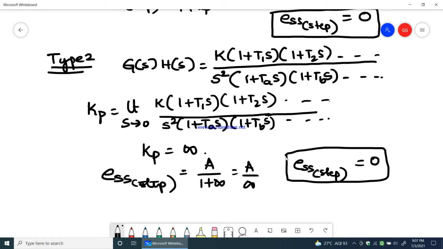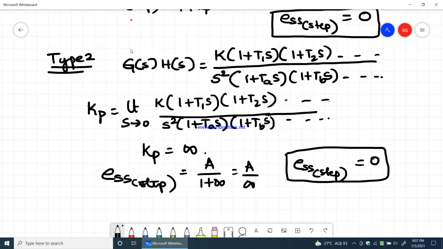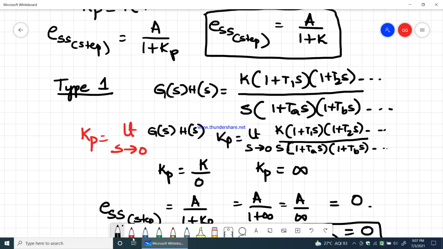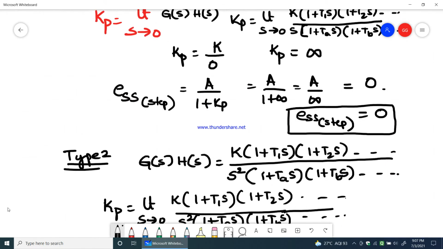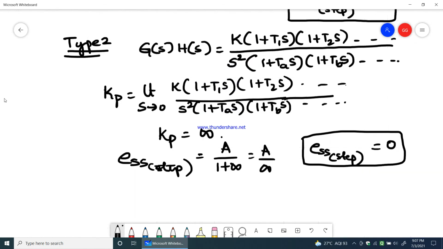Can I use type 0 system for step input? No, you can't use type 0 system when step input is considered, because for a type 0 system for step input, you see the error is A divided by 1 plus K. So you will get some error value. Whereas for type 1 system, you see the error is 0. For type 2 system, you see the error is 0.